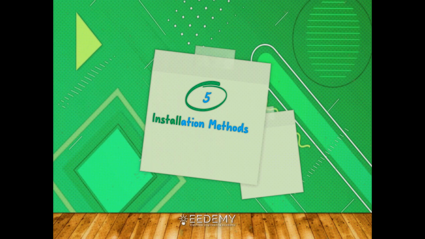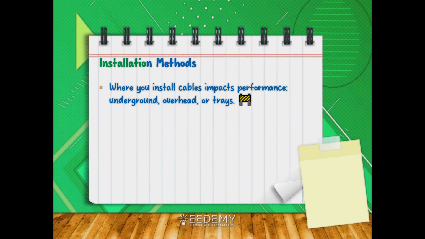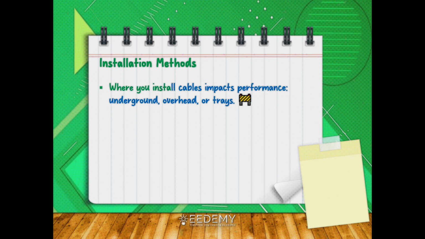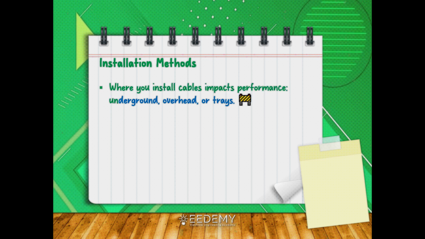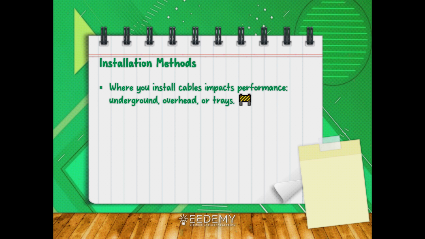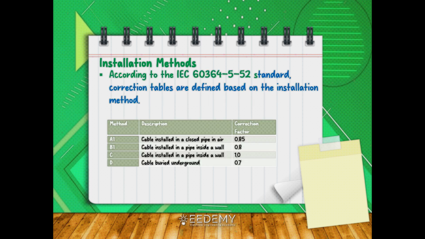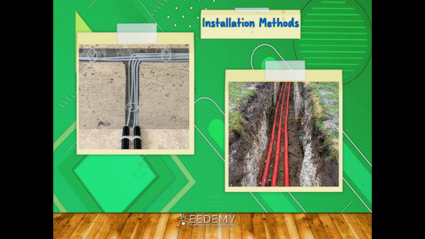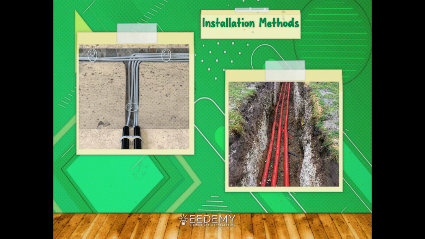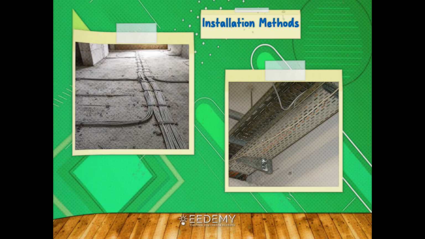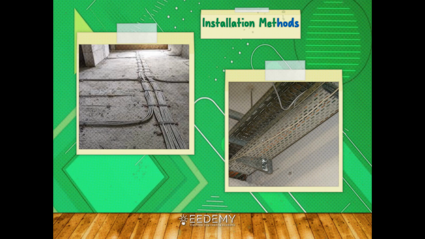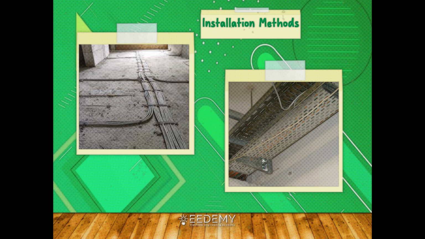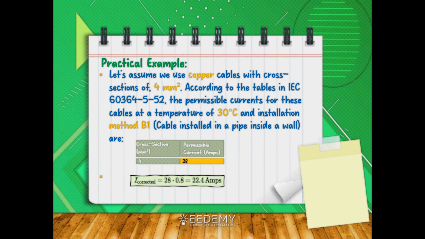5. Installation method. Where and how you install your cables, underground, overhead, or in trays, impacts their performance. Scientific impact. The method of cable installation plays a significant role in determining its current carrying capacity. Different installation methods such as air installation, installation in cable trays, inside pipes, or underground, each have specific correction factors that are determined based on the IEC 60364 or national standards.